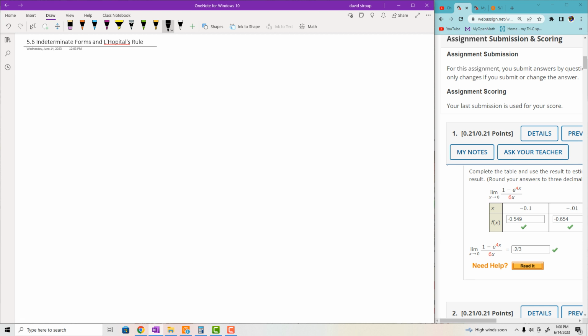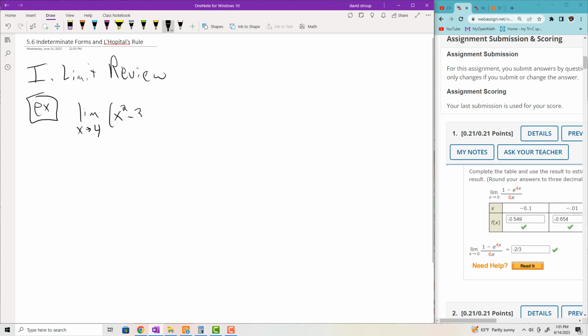You've kind of touched on the topic in Calc 1, so let's just do a little bit of a limit review before we get in too deep. And we'll begin with the most basic type of limit. If you're dealing with a continuous function, all you need to do is substitute the x value that you're approaching into the expression. So to figure out this limit, you just take the 4 and dump it into this function wherever you see x, and you'll have 16 minus 3, which is 13.